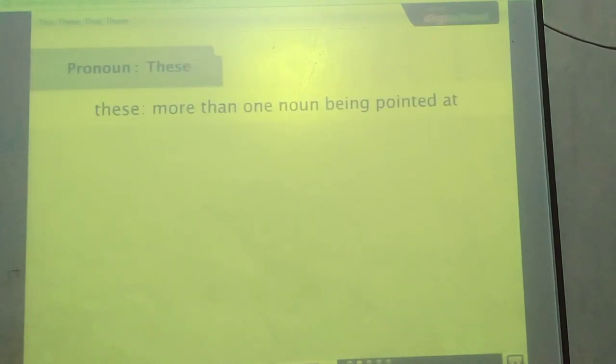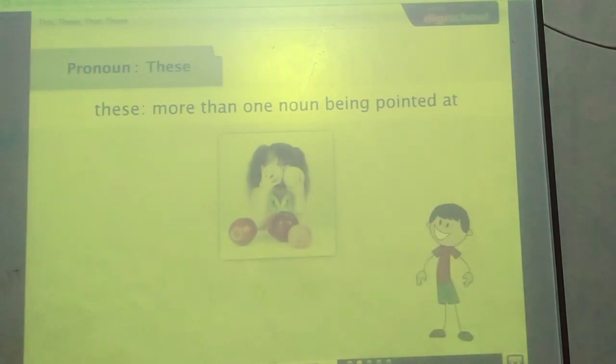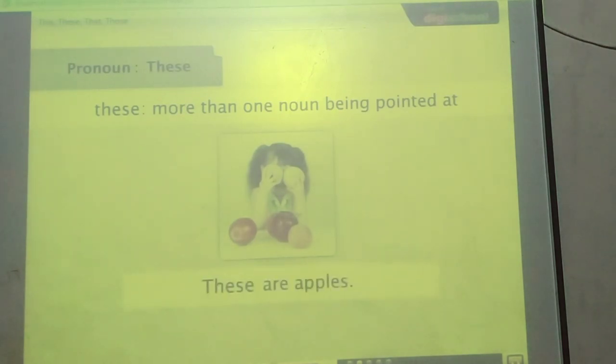When there is more than one noun being pointed at, you use the pronoun these. These में क्या बता रखा है? जहाँ बहुत सारी चीजें एक से अधिक हो. Look at the picture where the girl has many apples around her. So you say, these are apples. Here, these is a pronoun.